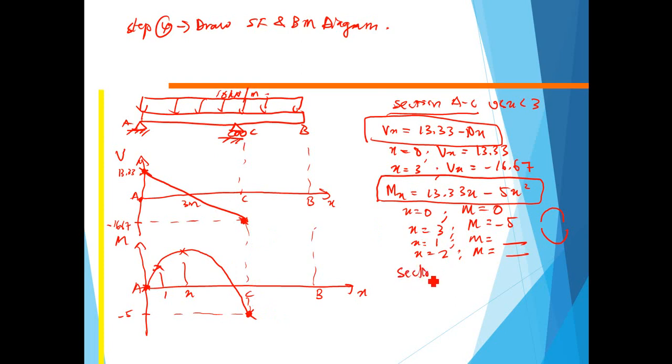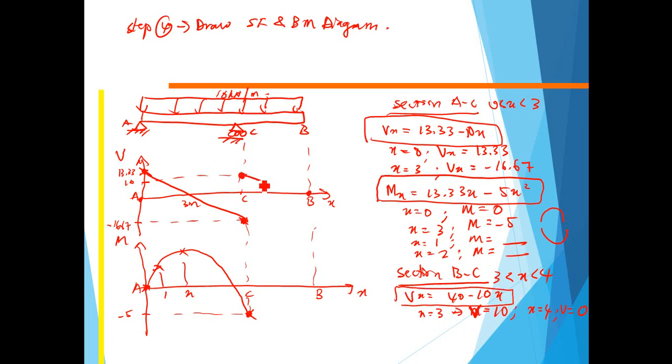And then for section BC, x is only valid from 3 meters to 4 meters. So you repeat whatever you did here. We have Vx equals 40 minus 10x. When x equals 3, V equals 10. And when x equals 4, V equals 0. So you plot x equals 3, which is here, V equals 10, that is the first point. And when x equals 4, which is point B, V equals 0, so this point. This relationship is linear, so you get a straight line. That is your shear force diagram.